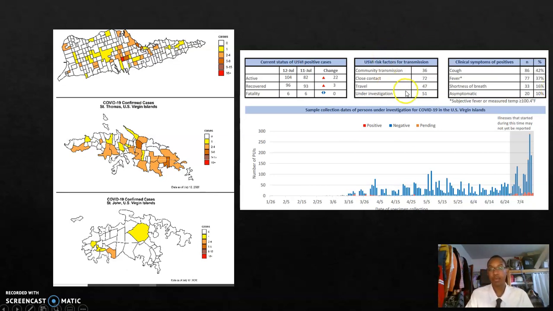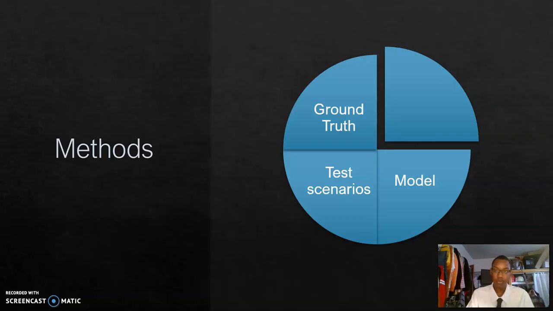So with this data right here, you can see things like how likely the community was to transfer the disease, transfer based on close contact, travel, and different symptoms people presented with when they also showed to actually have had the virus when they were tested. So going from there, I would be moving into my model.